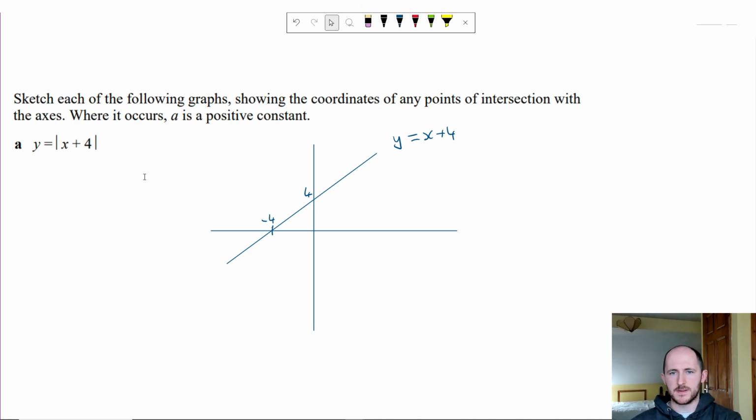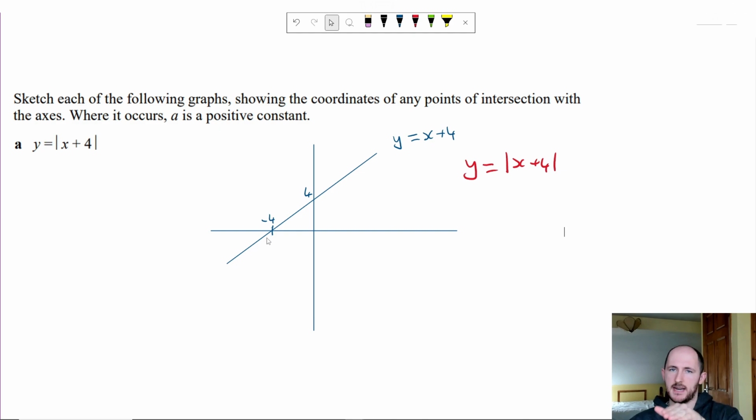So what happens when you put the modulus sign around the expression, the equation? Well, all that happens is anytime this thing inside the bracket is negative, it becomes positive. So let's test this out for a second. Let's say x is a number smaller than -4, because as I can see, y is negative when it goes below the x-axis, right?